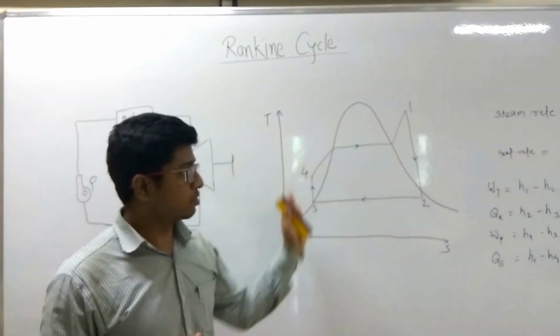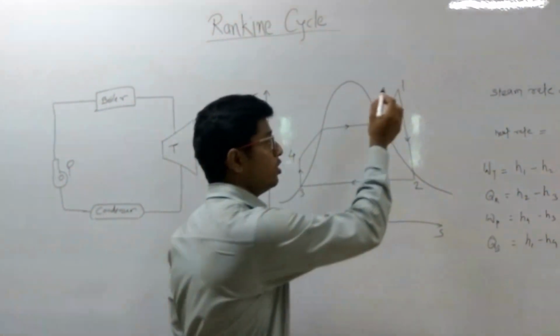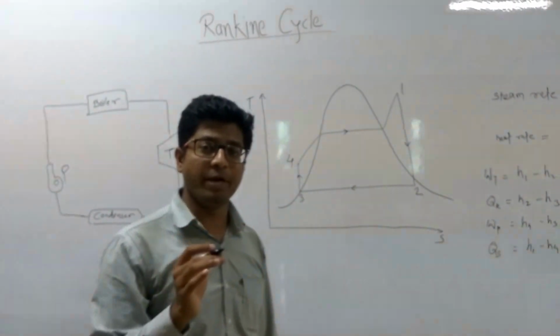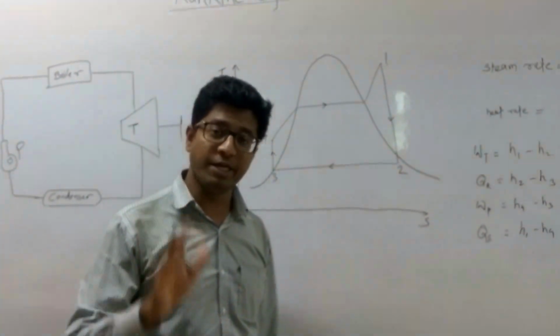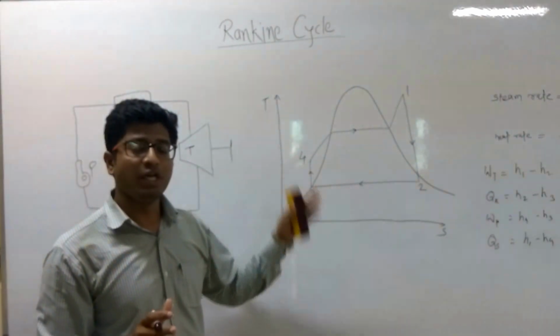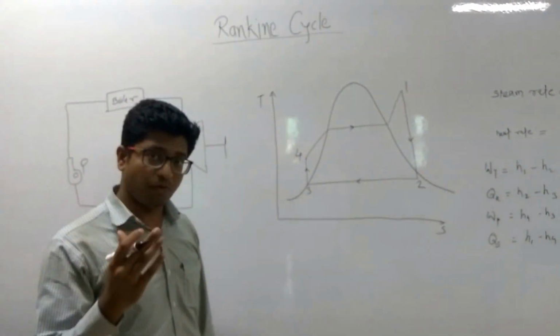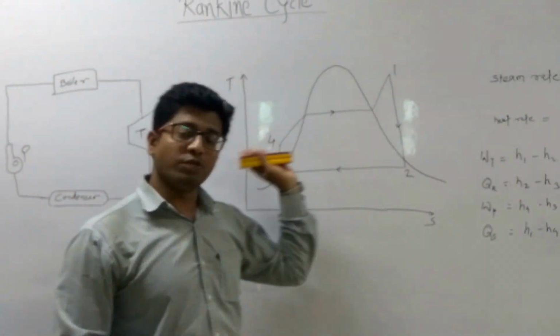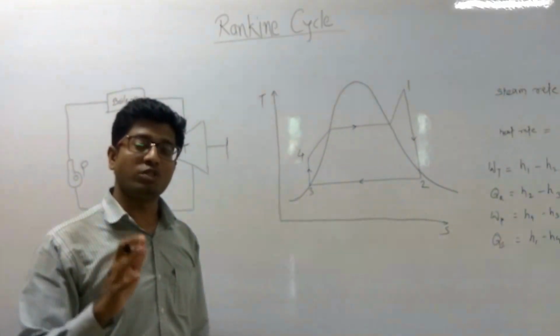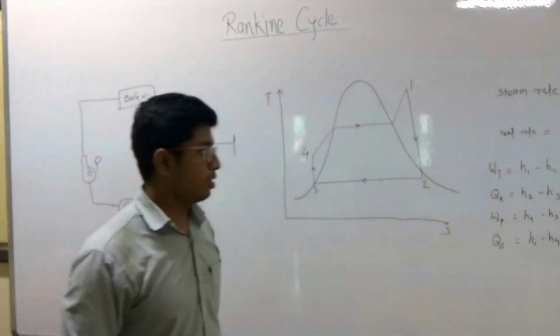Again I will revise all these things. Process 1 to 2 is reversible adiabatic expansion. Process 2 to 3 is constant pressure heat rejection. Process 3 to 4 is reversible adiabatic compression, and process 4 to 1, which is nothing but the boiler, is constant pressure heat addition.